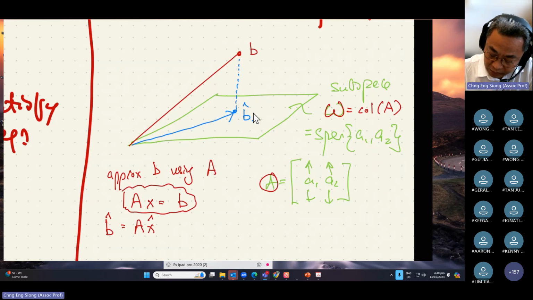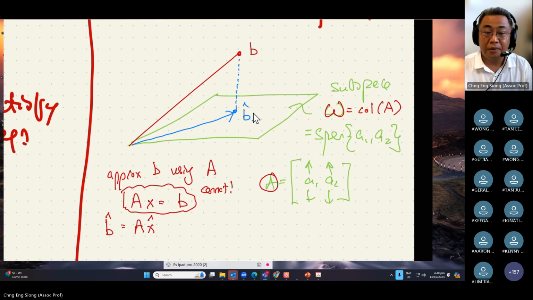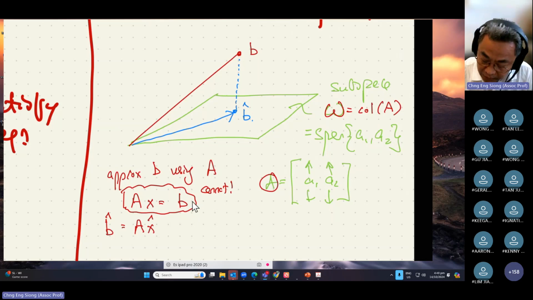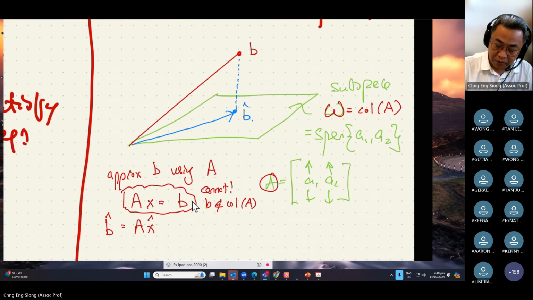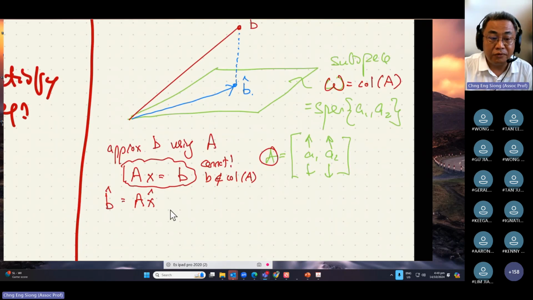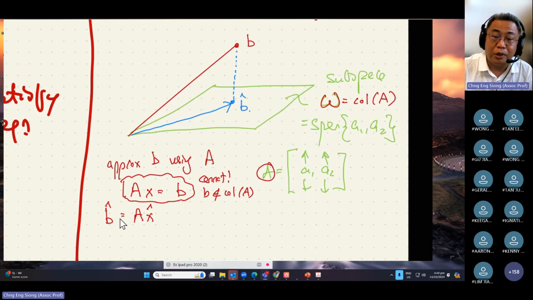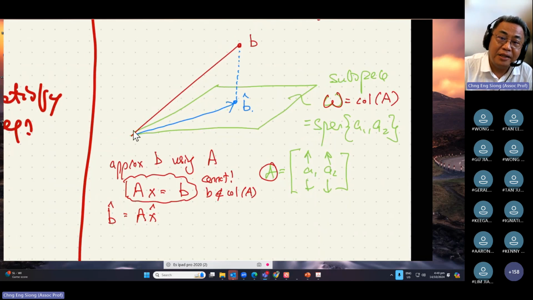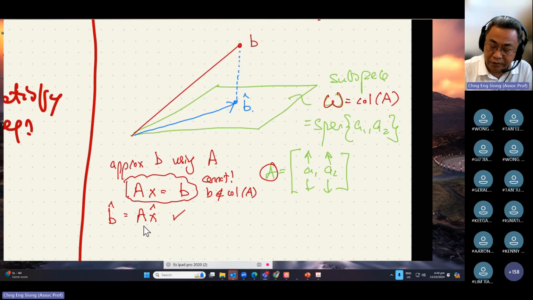Some cannot, huh? There's no way, because B does not belong to the column space of A. So instead, I want to solve for A x hat equals B hat. Instead of finding along the space of W for B, I'm finding in the space of W for B hat. And B hat is sitting on W, so I can solve this equation. So this is no problem at all.